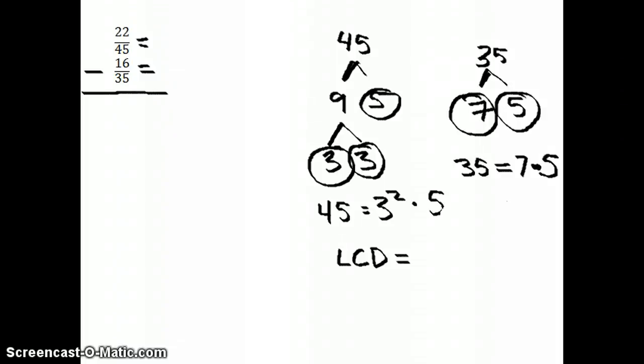Hi, in this video we're going to take a look at subtracting two fractions with different denominators, and in this case the denominators are relatively large numbers. We have 45 and 35. Because these are rather large numbers and one of them is not divisible by the other, I would recommend using prime factorization to find the least common denominator.